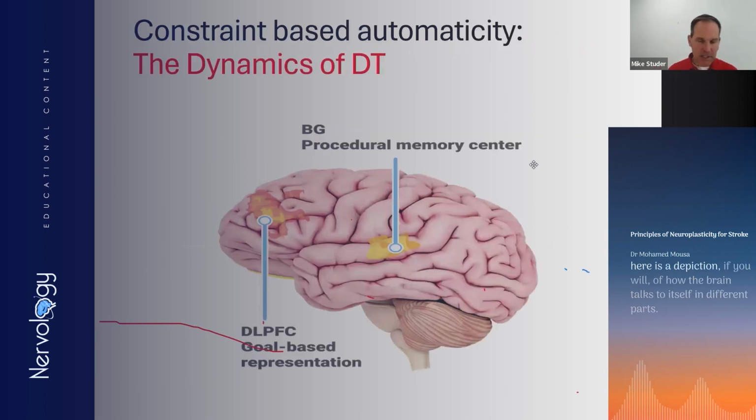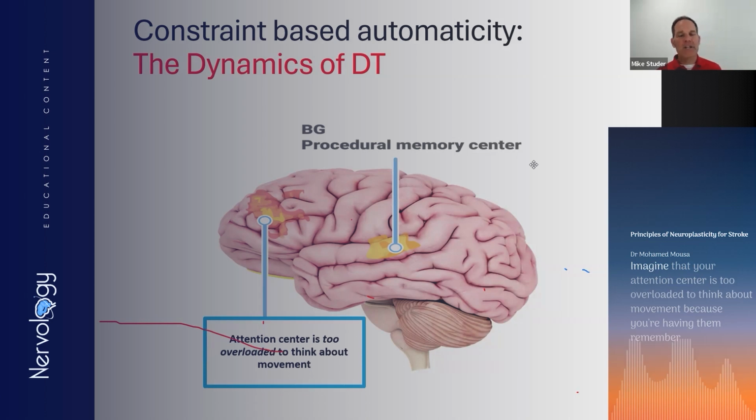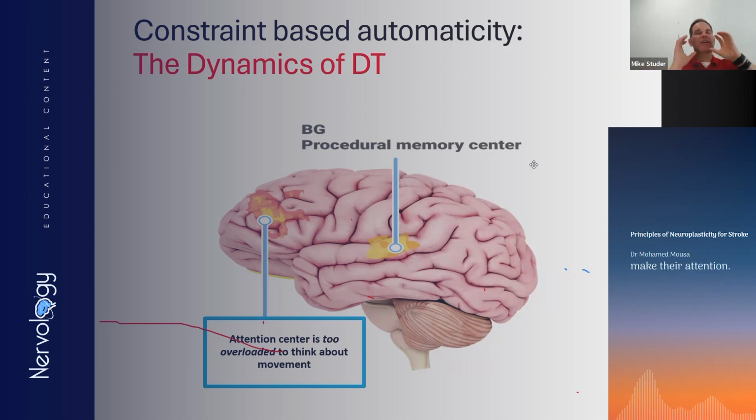Here is a depiction, if you will, of how the brain talks to itself in different parts. Imagine that your attention center is too overloaded to think about movement because you're having them remember the items they need to buy at the grocery store or the directions for the left and right turns that they need to make. Their attention center is already committed to plenty of information.